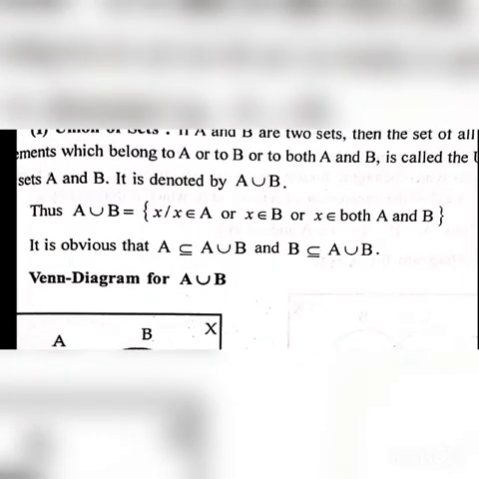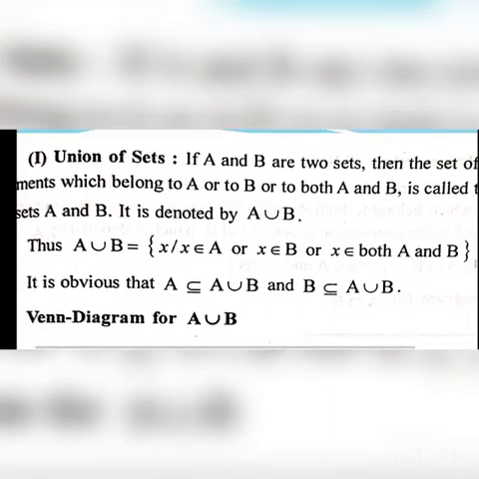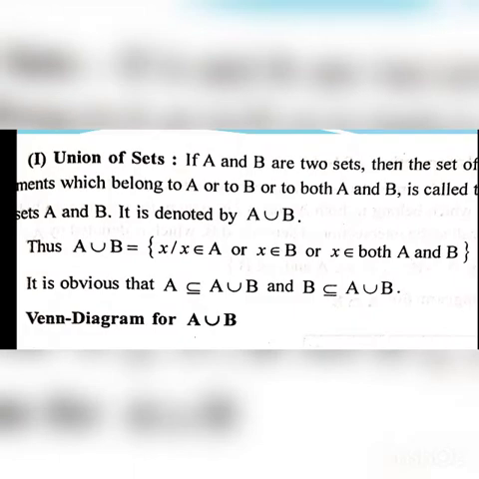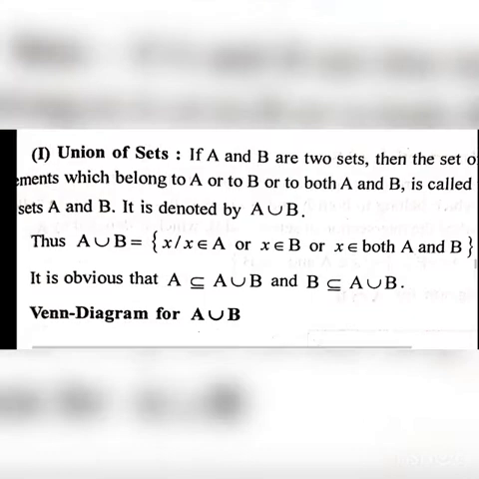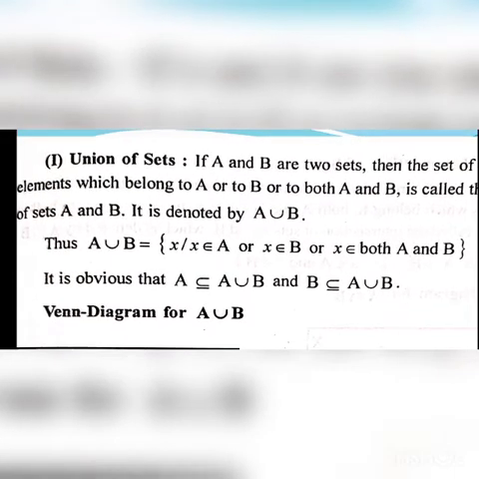You can see the set A union B also contains the elements in the set A. Therefore A will be a subset of A union B. Similarly, A union B contains all the elements in the set B. Therefore, B will also be a subset of the set A union B.